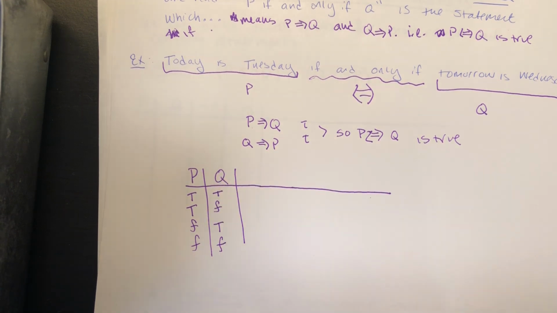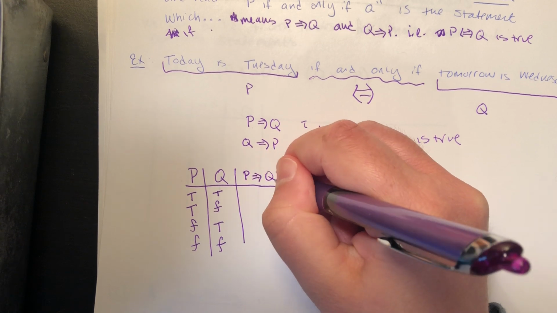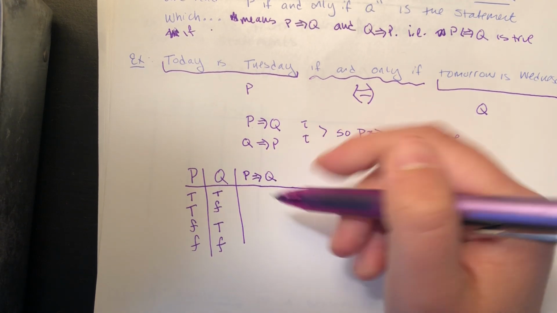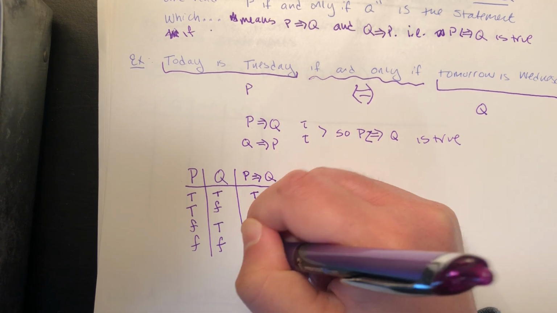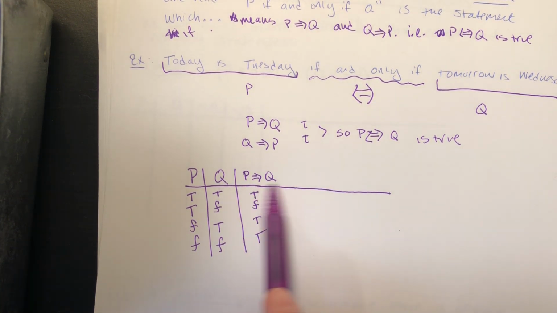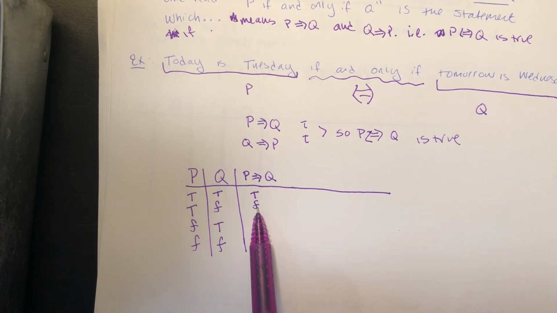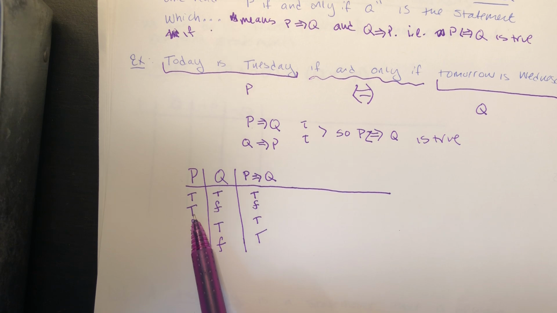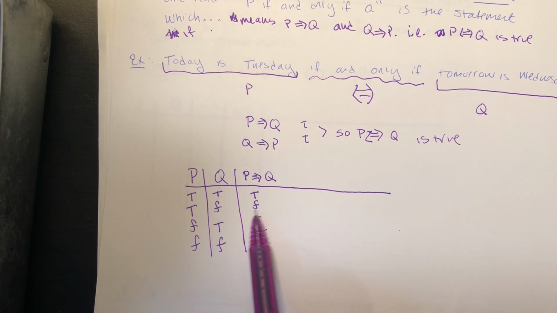as follows. Now we know from the last page that P implies Q has a truth table as follows. True, false, true, true. Right? Remember, a conditional statement, P implies Q, is only false when the hypothesis, in this case P, is true, and the conclusion, in this case Q, is false. So it's false in the second case, but it's true otherwise.